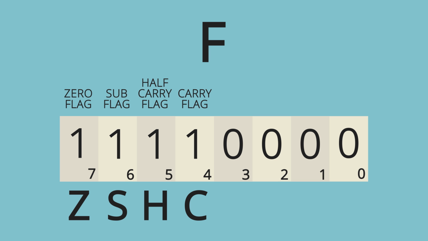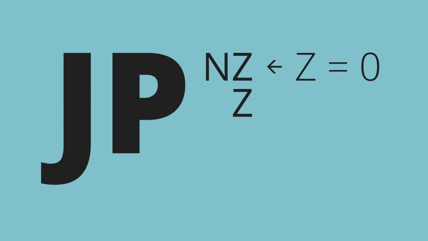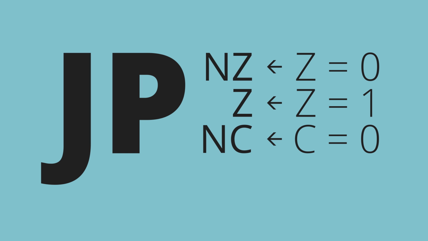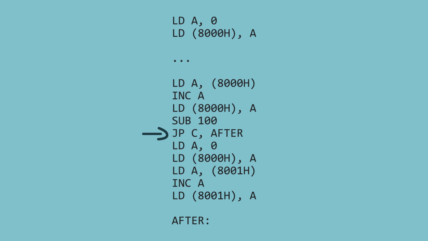Now, some operations change some of these values for other reasons, but this is the general behavior of the flag register. And this actually directly influences the jump instruction, as the 4 conditions available for a jump are NZ to jump if the Z flag is 0, Z to jump if the Z flag is 1, NC to jump if the C flag is 0, and C to jump if the C flag is 1. This explains why I used the jump C instruction in the example for the previous video.